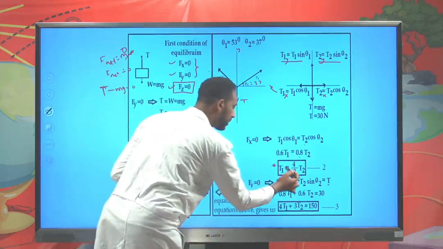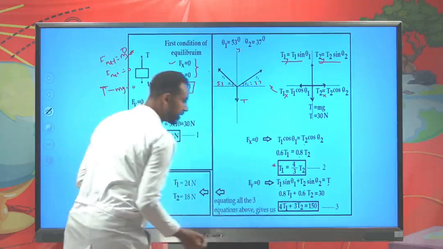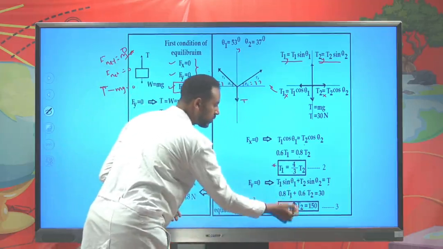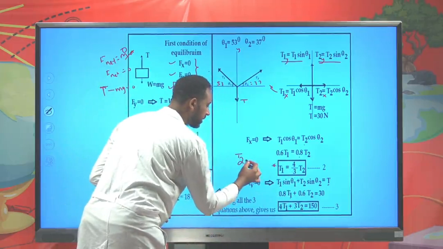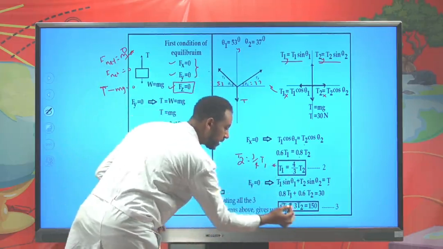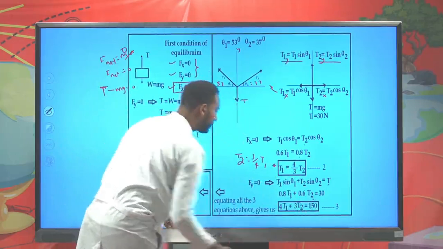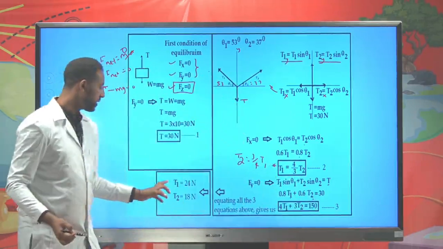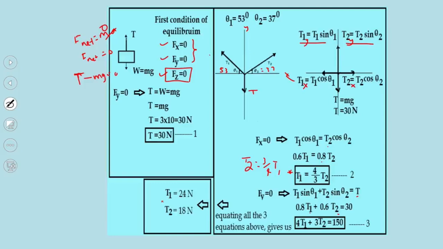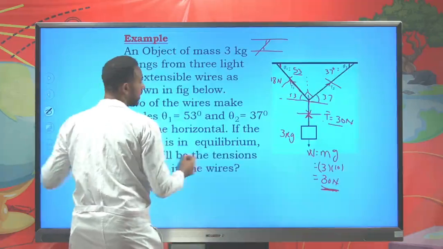Then what? You can put T1 here and find an expression, or a relation for T2. T2 is 3 over 4 T1; you can put it here in terms of T2 and find an expression. And at last, we find the tension components: T1 is 24 Newton and T2 is 18 Newton.